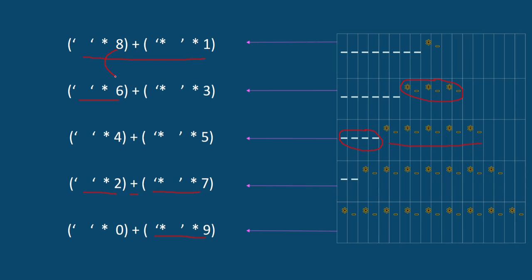We can see here the number of spaces are decreasing by 2 line by line from 8 to 0, and the number of star space characters is increasing line by line from 1 to 9. Let's move to Visual Studio Code and execute this pattern.